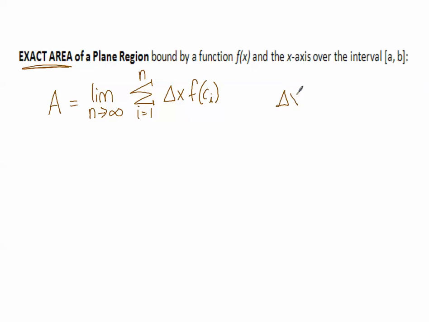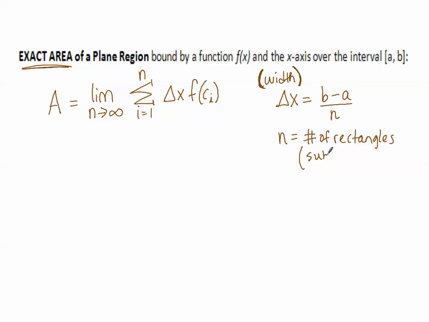So let's make a note to remind how did we find the width? The difference in the endpoints of the interval, how long is the interval, divided by how many subintervals we have. So remember, this was the width. Delta x gave us the width of each of our rectangles. And just as another reminder, n is the number of rectangles. We also called it the number of subintervals. f of c sub i is the height.